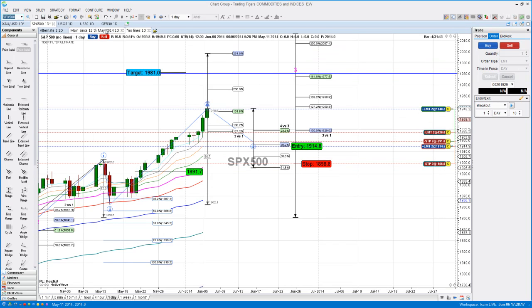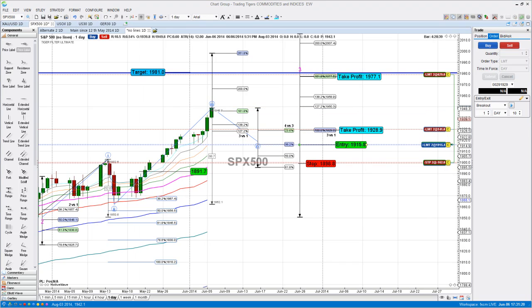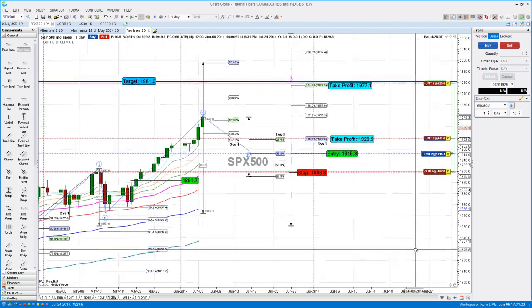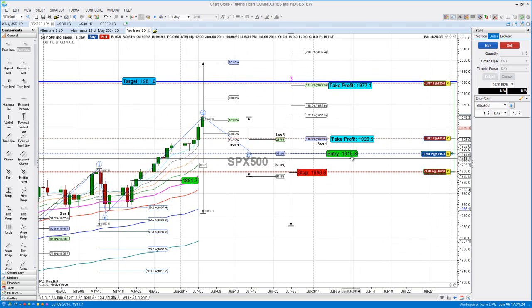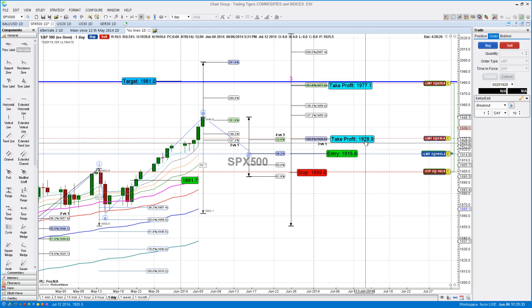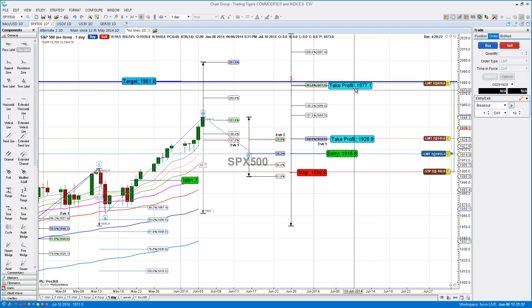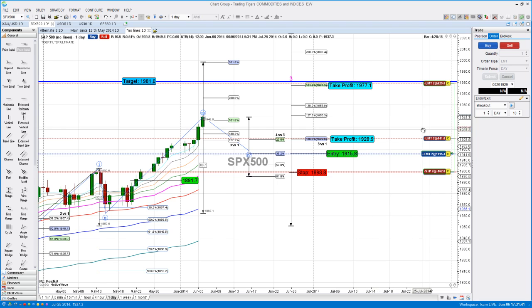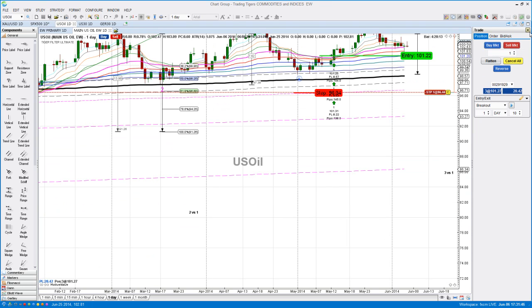Okay, fine. Next one will be, okay, so traders, what we're looking for, we put our entry at 1915.8, stop level 1898.8, profit target 1928.9, I should say, and second profit target 1977.1. Okay, fine, so let's move to the next one, US oil.